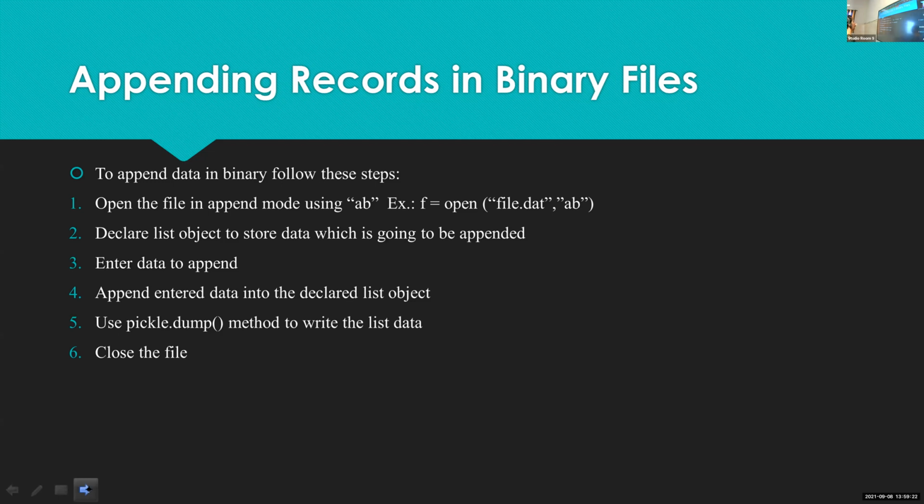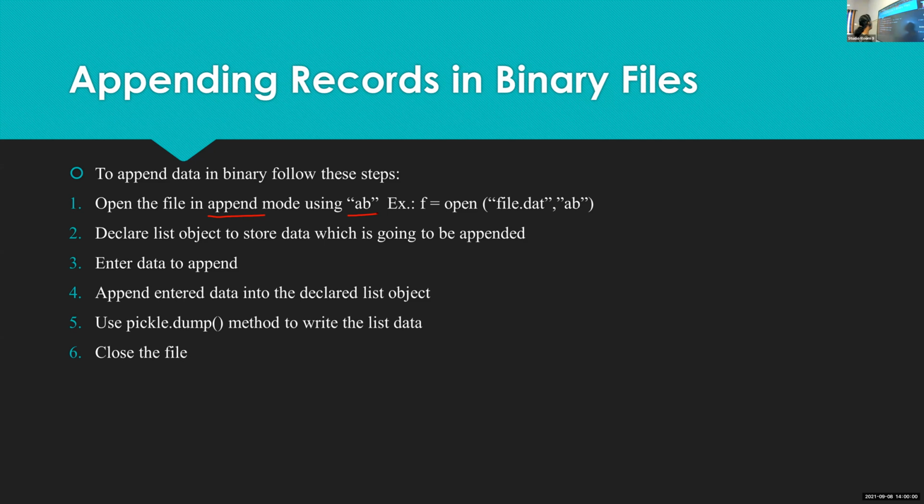So to append data in binary, the first step is to open the file in which mode? It is append mode. The append mode representation is AB. Open the file in append mode using AB. AB means append in binary file, B for binary, A for append. For example, f = open("file.dat", "ab").